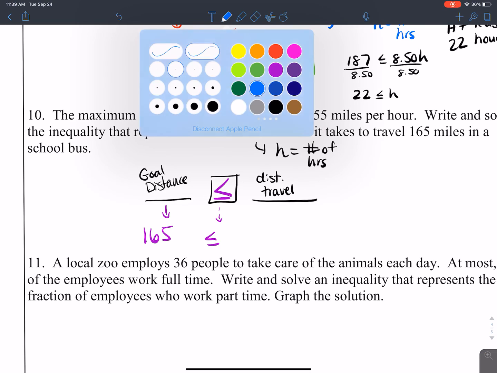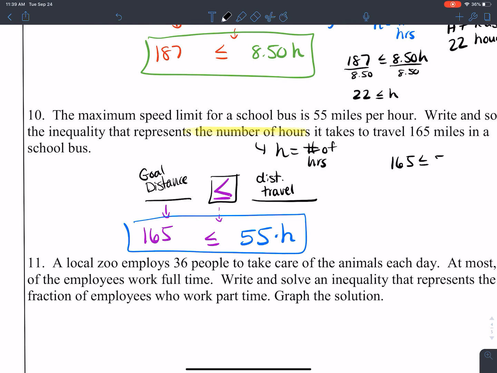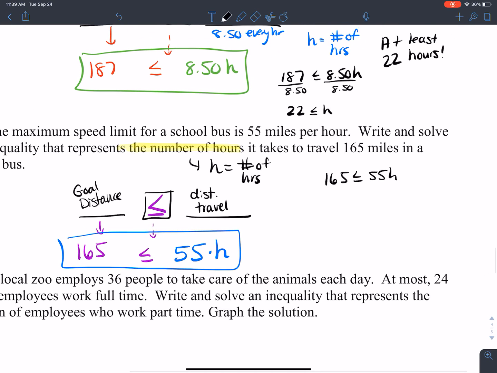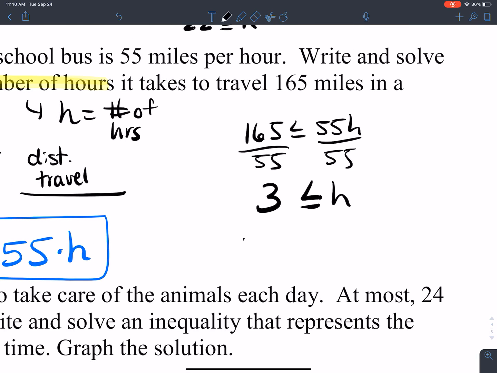Now to figure out the distance that we travel, it says it's 55 miles every hour. So I take 55 and I'd multiply it by the number of hours. So this is our answer for write the inequality. So I like to keep that a nice clear answer. Now if we need to solve it, if I wanted to get H alone, we would divide by 55. And dividing by 55, that's a positive number, so we don't need to do anything special with the sign, and this works out to be 3. So H is bigger than or equal to 3. So we could say at least 3 hours.